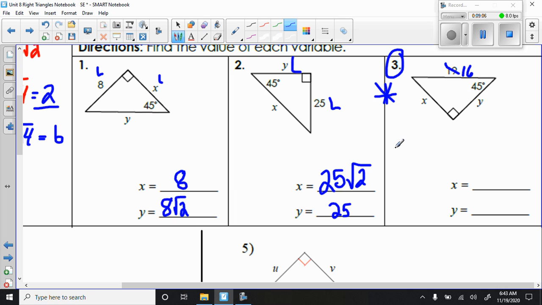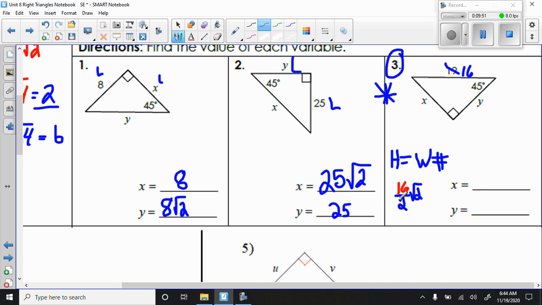So let me give you a little shortcut, okay? When the hypo is a whole number in the 45, 45, 90, you're going to divide this by 2 and put a radical 2 behind it. So you're going to divide by 2, put a radical 2 behind it. That's the formula. So let's put our 16 at the top of this. That's where you put your hypo, divided by 2 times radical 2.